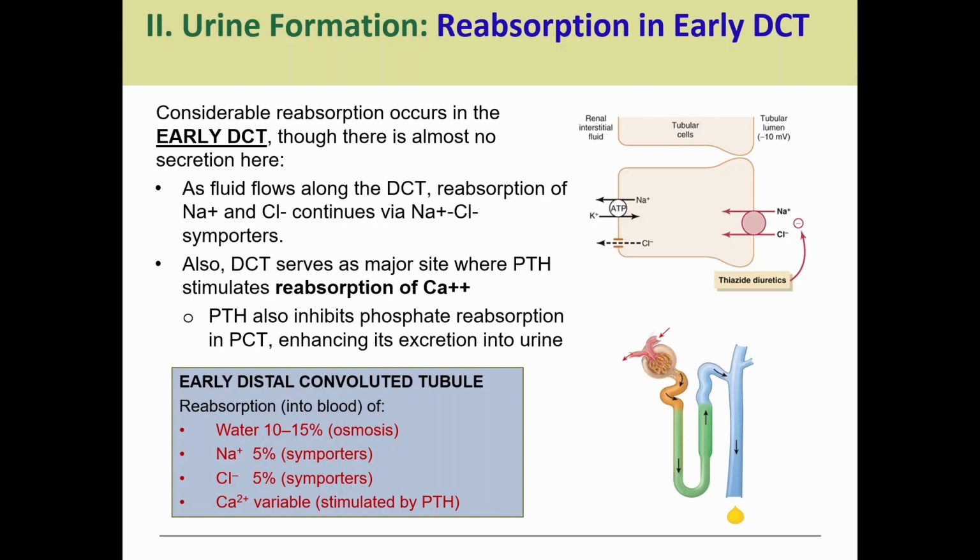But it's also where parathyroid hormone comes into play. Parathyroid hormone is going to come into play in this section of the distal convoluted tubule to reabsorb calcium. It's also going to inhibit phosphate reabsorption, so phosphate ends up in the urine. So if we look at the early distal convoluted tubule, we're reabsorbing water through osmosis. We are reabsorbing sodium and chloride, and we are reabsorbing calcium as dictated by the presence of PTH.